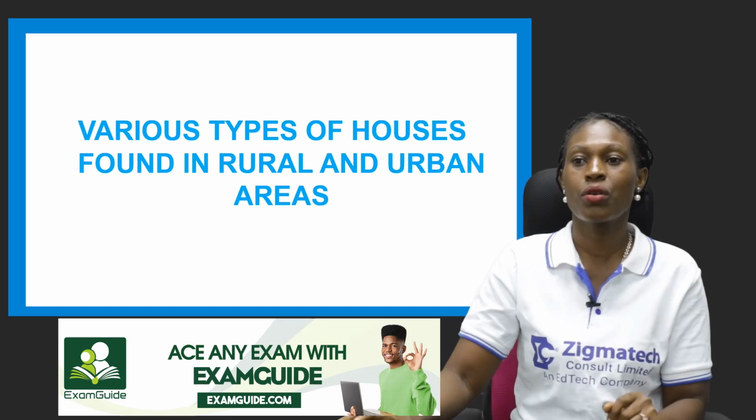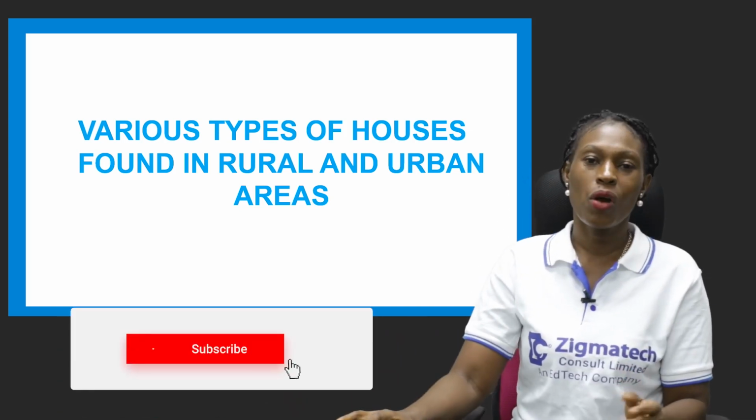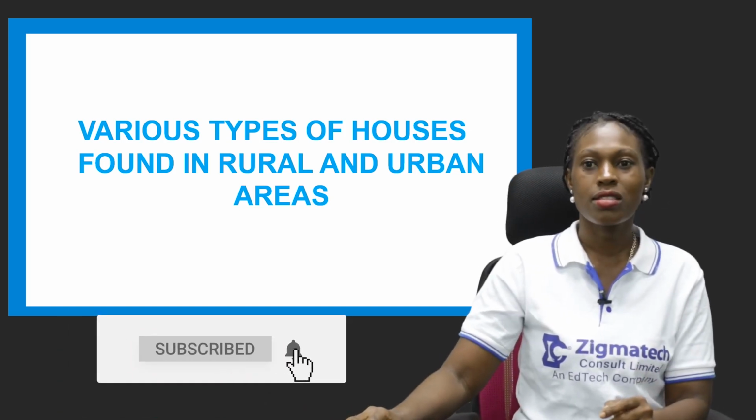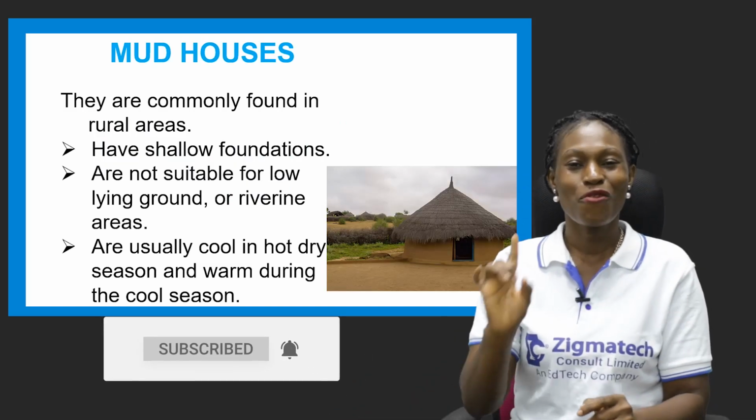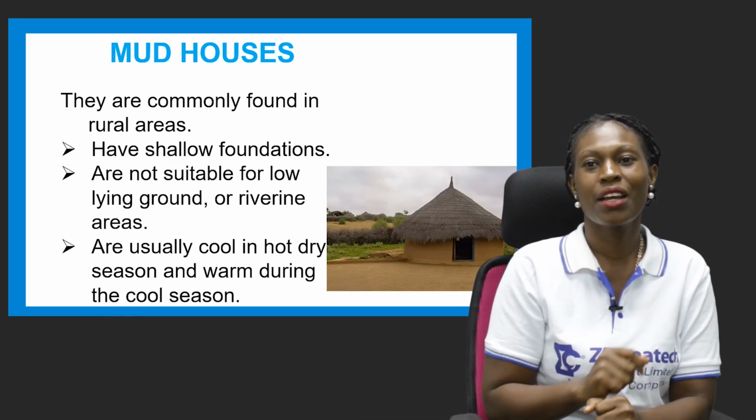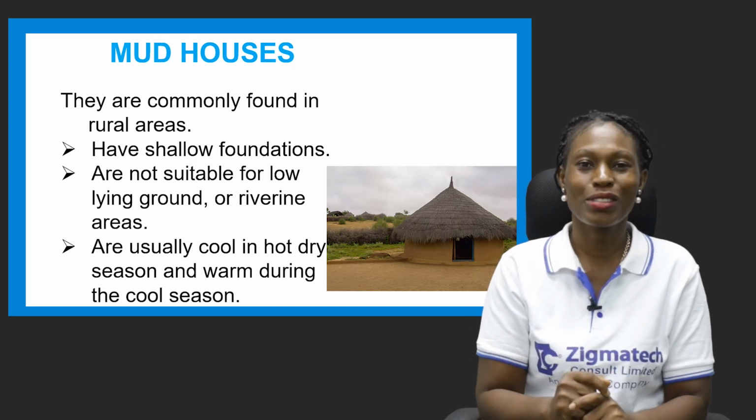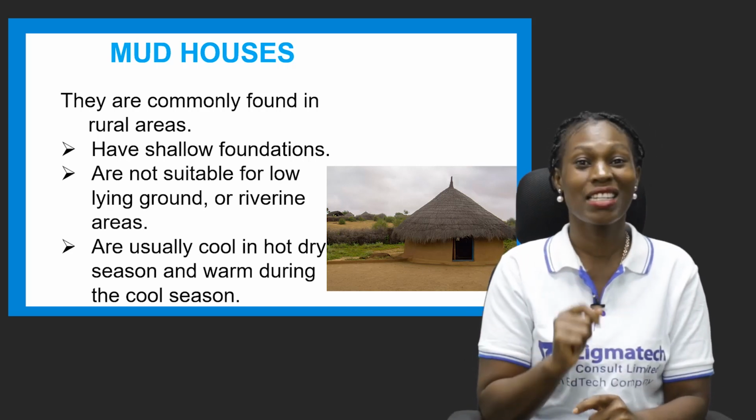So now I want to look at the various types of houses found in rural and urban areas. Now the first one you find in a rural area is the mud house. Now a whole lot of you have never been in it.